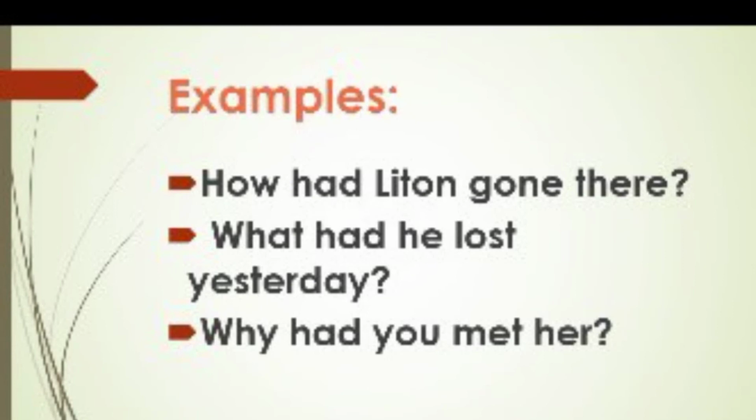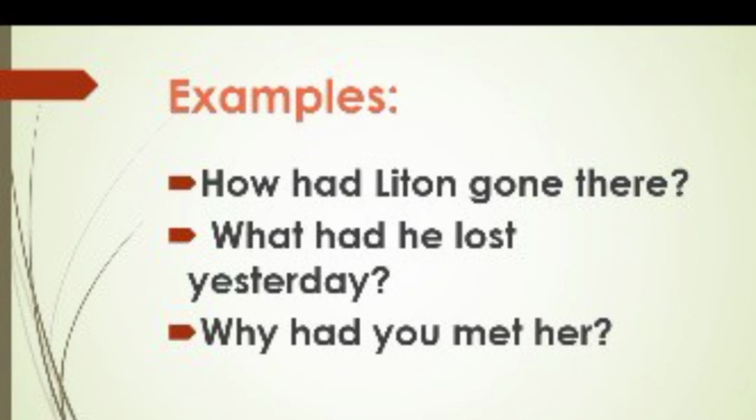Examples: how had Lytton gone there? So at first you have to put the W's question how, then had, then subject Lytton, then verb 3 gone, then object, and finally you have to put a question mark. Second example, what had he lost yesterday? So at first you have to put the W's question, then had, then subject he, then verb 3, then object, and finally you have to put a question mark.